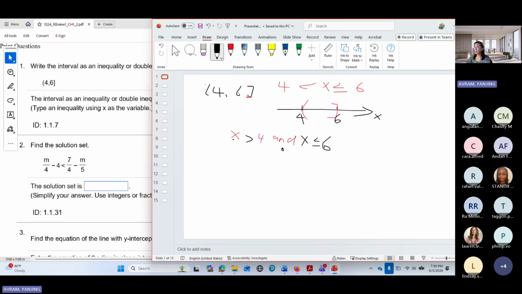Otherwise, if just only X greater than 4, what does that mean? That means it will be from here all the way to the right. And if you only have X less than or equal to 6, this will be 6 right here, and then you go from here all the way to the left. So that is the single inequality. But the compound AND means you have to have both at the same time. So that means X is only between 4 and 6.